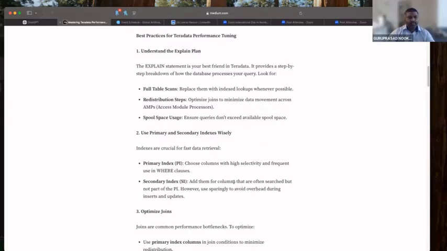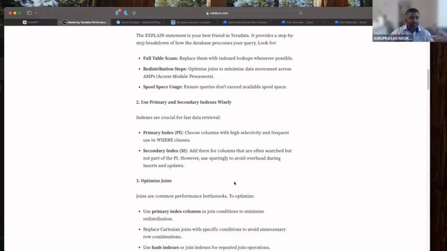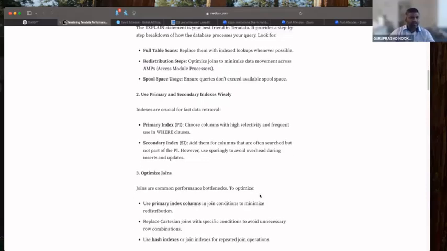Number two, the second technique, is to use primary and secondary indexes wisely. These indexes are defined on top of the table's key columns. Using those key columns as primary and secondary indexes, the retrieval of data is going to be very fast.